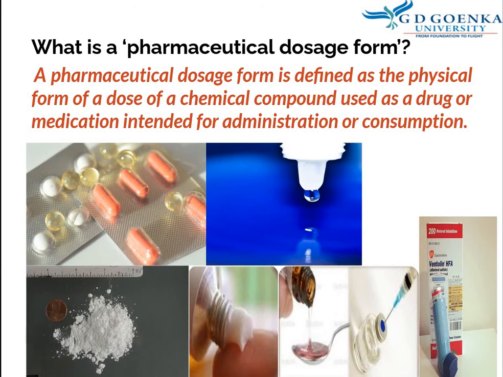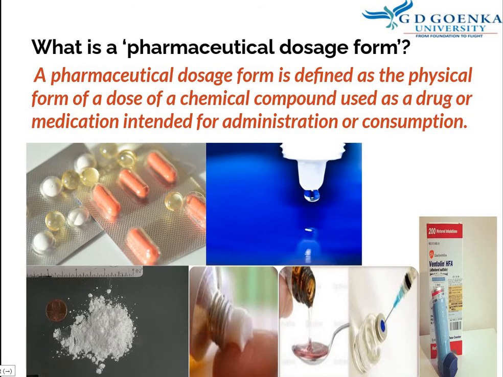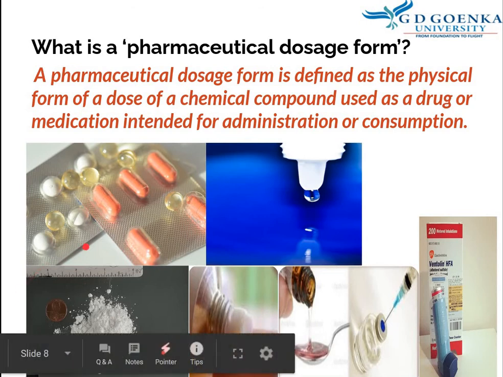So first of all, let us see what is a pharmaceutical dosage form. A pharmaceutical dosage form is defined as the physical form of a dose of a chemical compound that is used as a drug or medication intended for administration or consumption. So these are the different physical forms of the drug or the new chemical entity or the active pharmaceutical ingredient with therapeutic application. They are intended for administration or consumption through these physical forms.